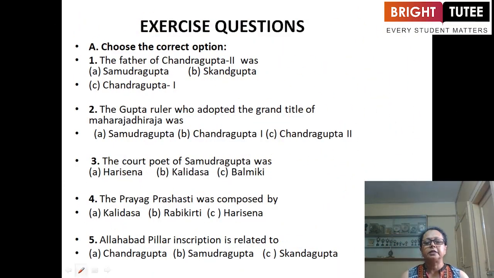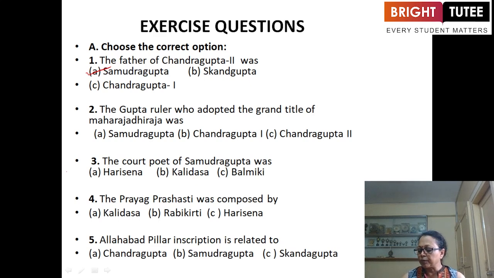Recap the chapter. Now we are coming to discuss some of the questions given at the end of the exercise. Choose the correct option. The father of Chandragupta II was Samudragupta. Who was the father of Chandragupta II? He was Samudragupta. The Gupta ruler who adopted the grand title of Maharaja Dhiraj.